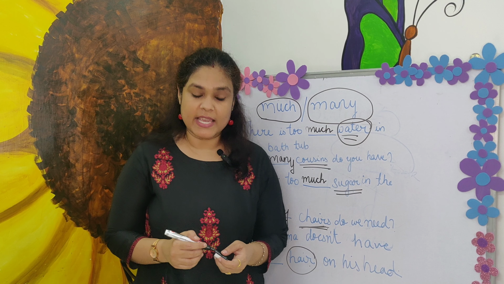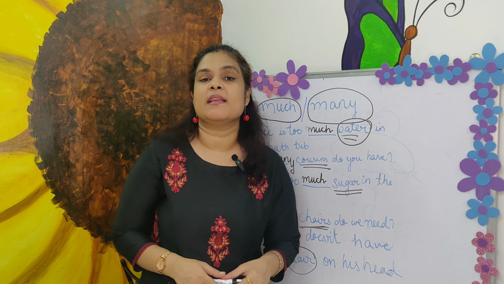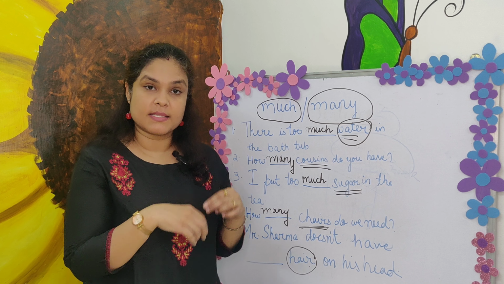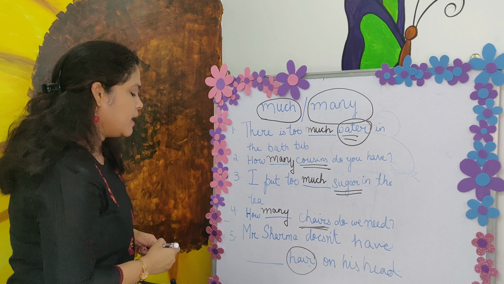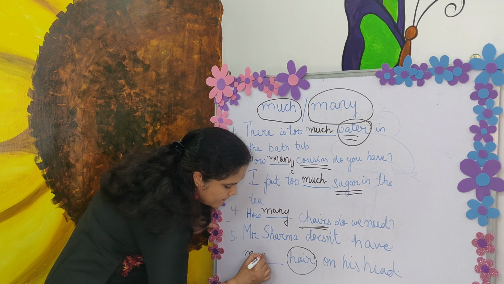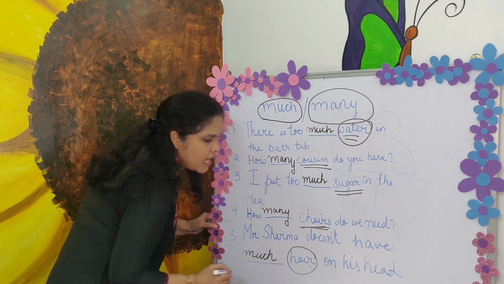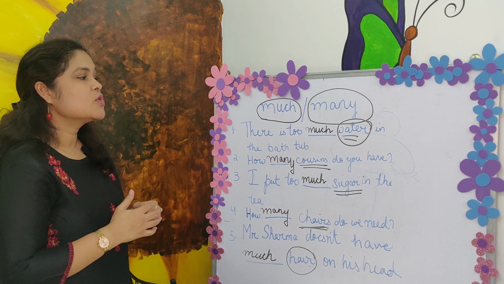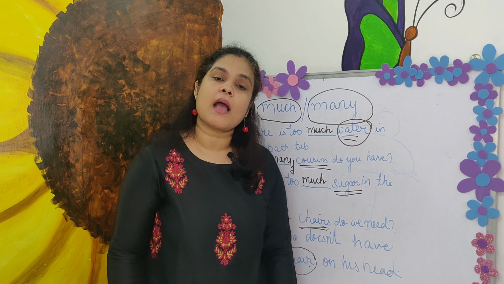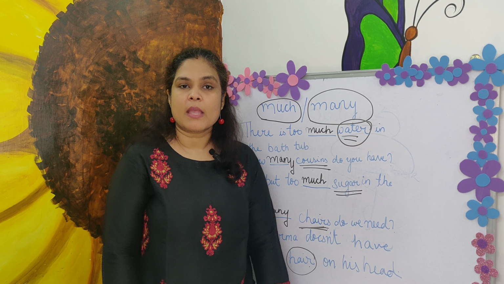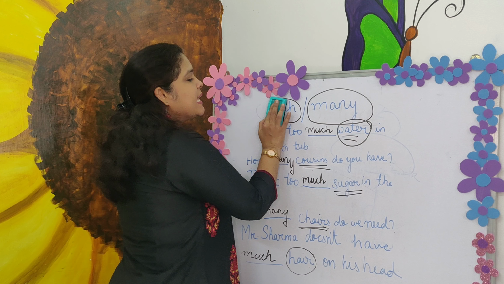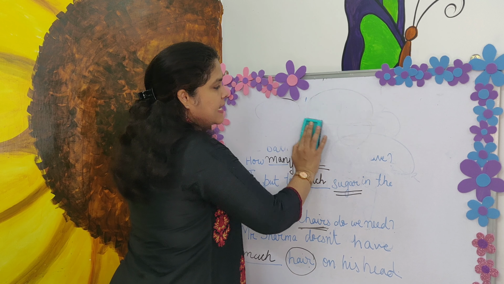Now hair, can you count it? Hair will always be in its plural form, right? So I'm not sitting and counting this, okay? So it is not going to be many hair, it's going to be much hair on his head. So the concept of much and many along with countable and uncountable nouns is what we practice. Let us see a few more examples and then probably you will get the clarity.